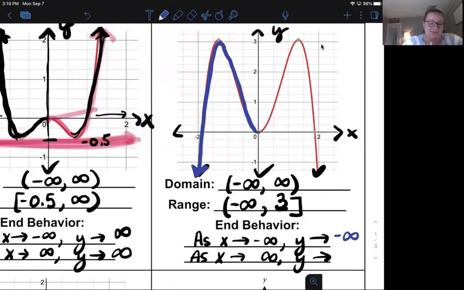Then what about as x approaches positive infinity? Well, at first, as x gets bigger, y does too, but then from there it turns and it starts going down, and then it decreases forever. So as x approaches positive infinity, y approaches negative infinity once again.